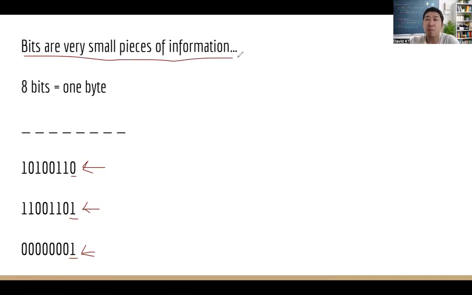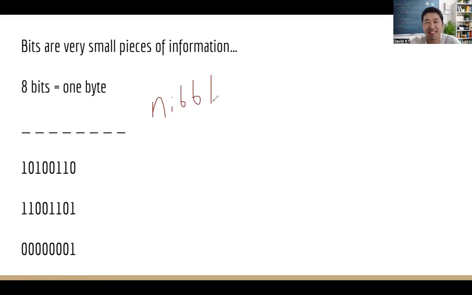So we've been talking a lot about bits. Binary digit meaning bit. Well, bits are very small pieces of information. We often speak more in terms of bytes. So 8 bits forms 1 byte. Another fun fact, 4 bits is actually called a nibble. Pretty funny, huh? I guess computer scientists have a sense of humor.